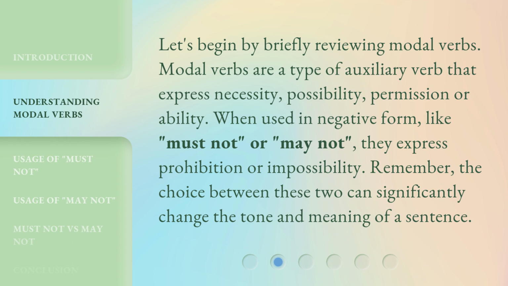Let's begin by briefly reviewing modal verbs. Modal verbs are a type of auxiliary verb that express necessity, possibility, permission or ability. When used in negative form, like must not or may not, they express prohibition or impossibility. Remember, the choice between these two can significantly change the tone and meaning of a sentence.